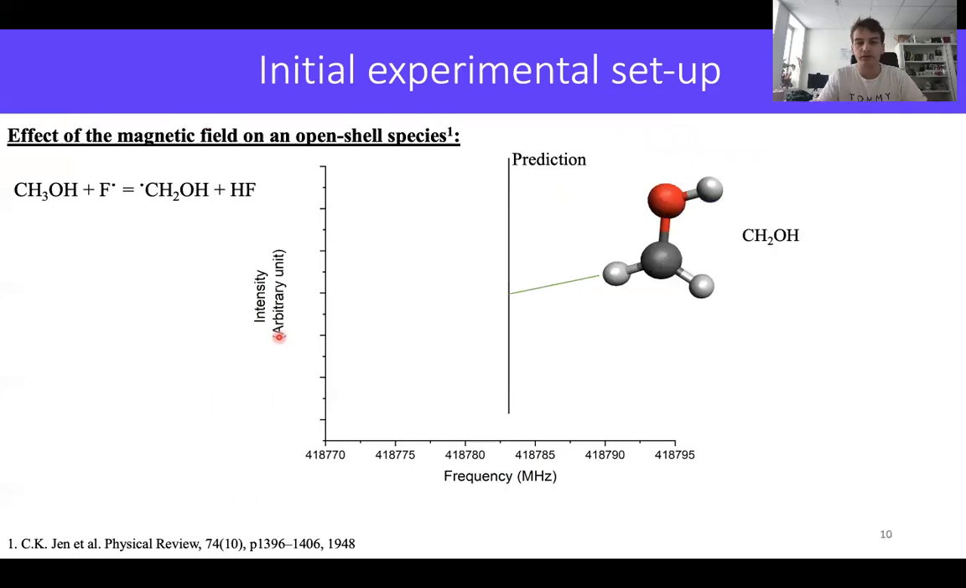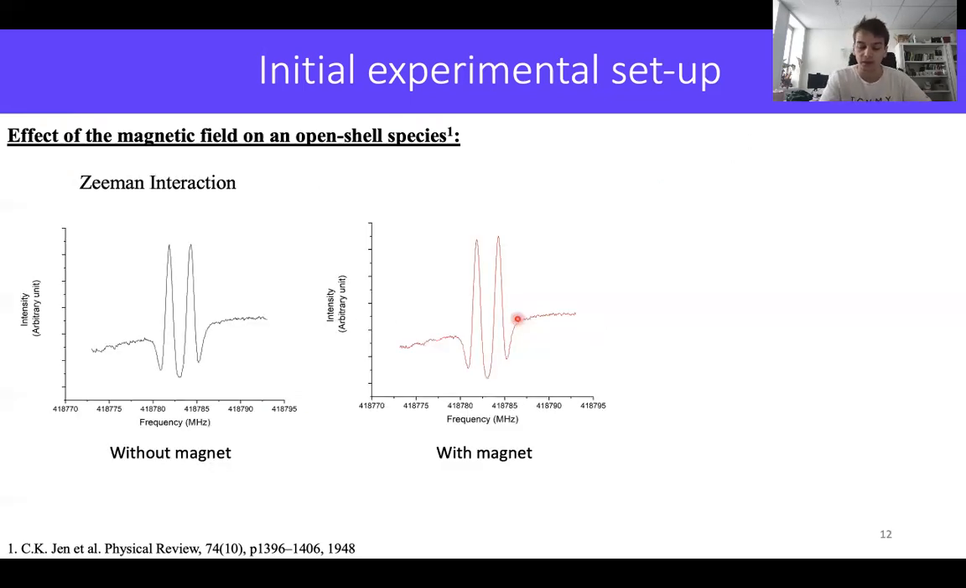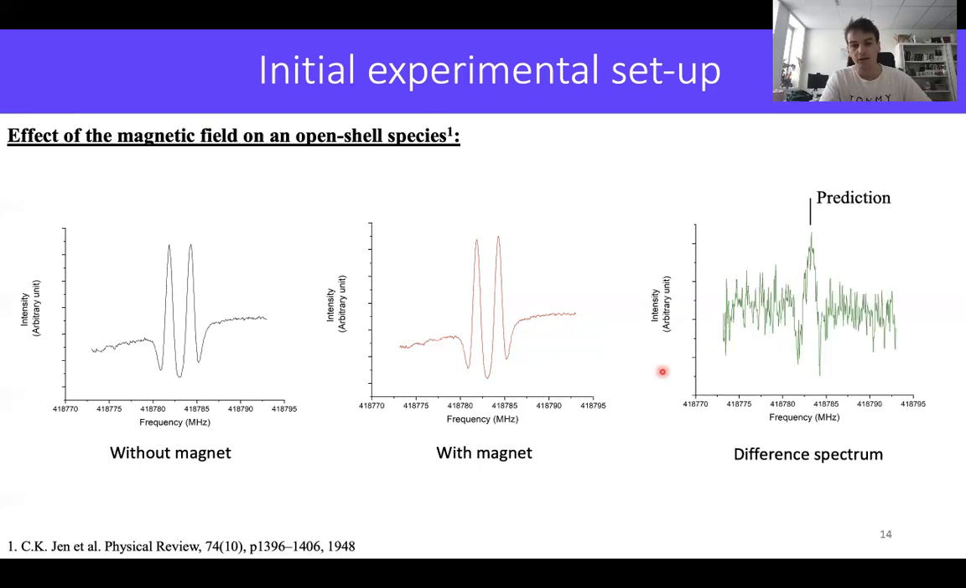After, we try to record the line of CH2OH, predicted here. But when we record the spectrum, we see 2 lines on each side of the prediction. And when we look on Splatalogue, we see that they are CH3OH lines. So we try to record the spectrum with the magnet to see if, thanks to the Zeeman interaction, we can see the line of the radical. And when we made the comparison, it's clearly here. Maybe you will see better if I make the difference of the spectra. So we have a line, but it's very noisy.